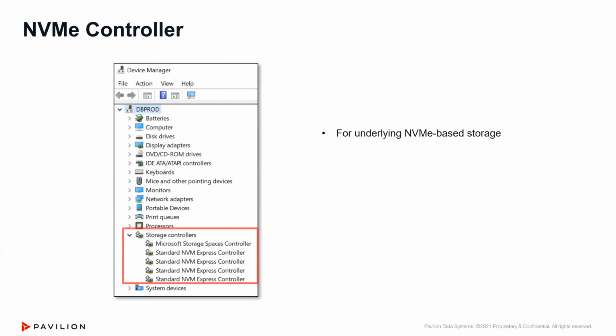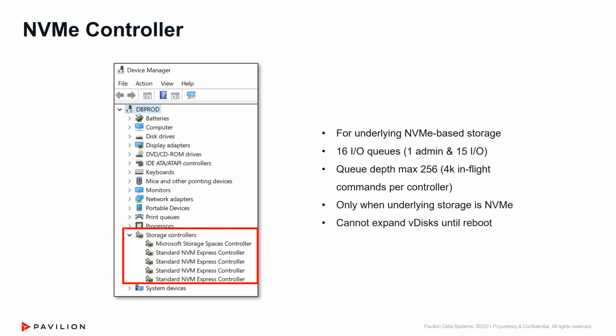More recently on VMware, they came up with the non-volatile memory express controller, NVMe. So instead of one queue with a queue depth of 32 or 64, you now have 16 queues, 15 of them you can use. The maximum queue depth is 256, but you get an additional 4,000 pending commands per controller. If you're on NVMe underlying storage and you have a fast enough interconnect to actually get there and take advantage of this, I would tell you to explore these. The only challenge, it's not part of the NVMe protocol to be able to expand hard drives.